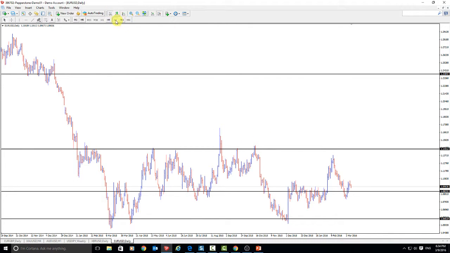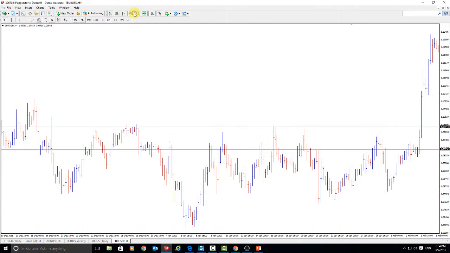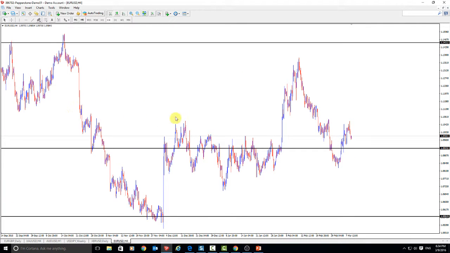Now I'll change it to a bar chart, and then I'll break it down again. So what we've got here, if we have a look at the euro US dollar, we can see there were also some quite large wicks and price moved up quite a few times here, and when it came back down, it formed the resistance, formed some form of support here before it broke through.